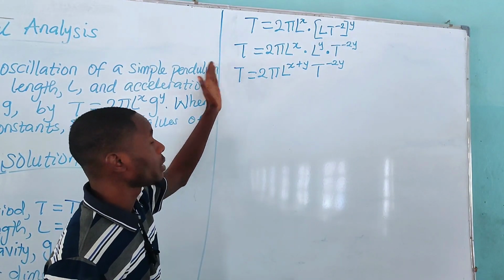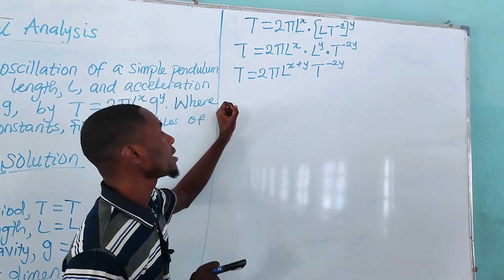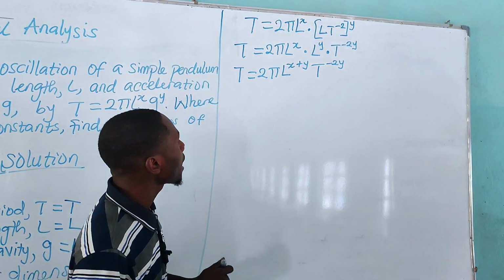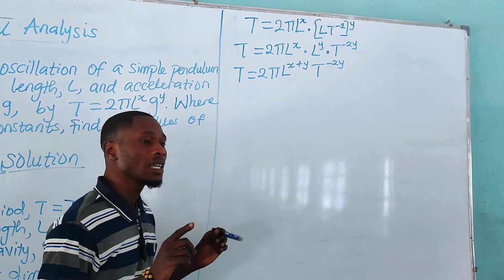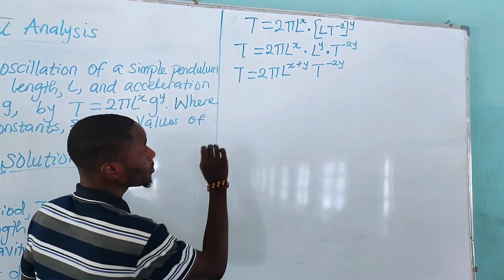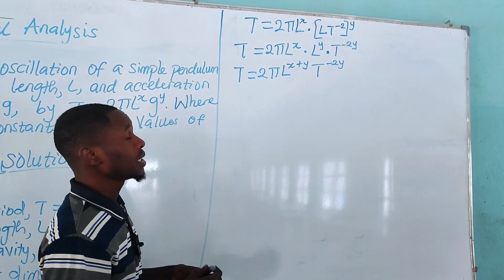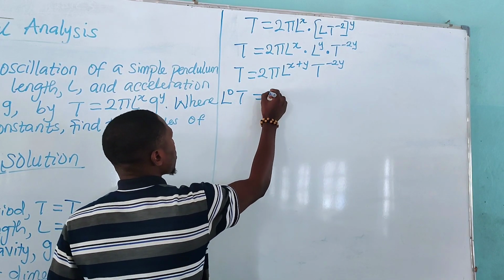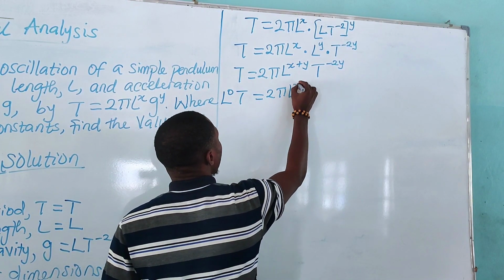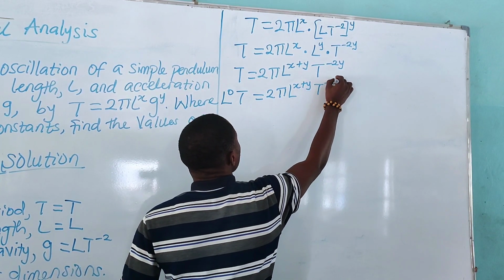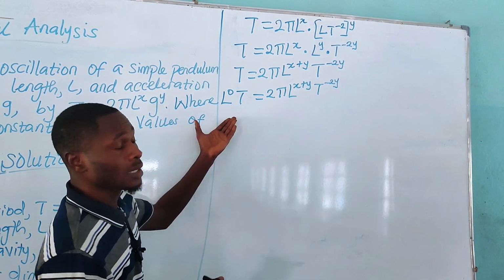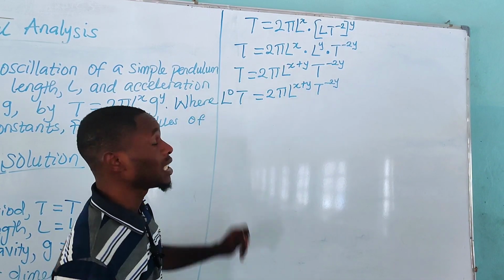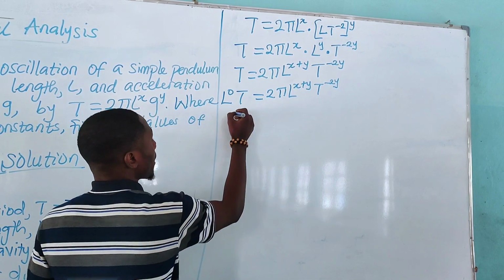Since there is no L on the left hand side of the equation, it means that there is L, but that L is raised to the power of 0. Or we can say there is an invisible L attached to this T. So I can similarly write it as L power 0 times T is equal to 2 pi L power x plus y and t power minus 2y, because it doesn't change anything: L power 0 is 1, and 1 times T still gives us T.